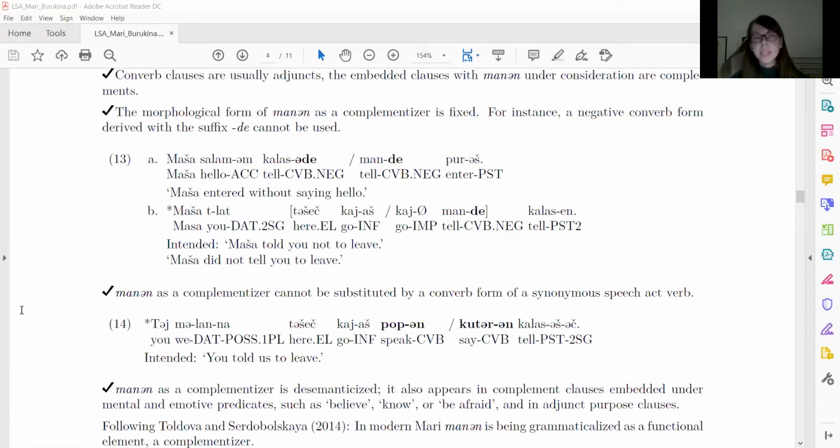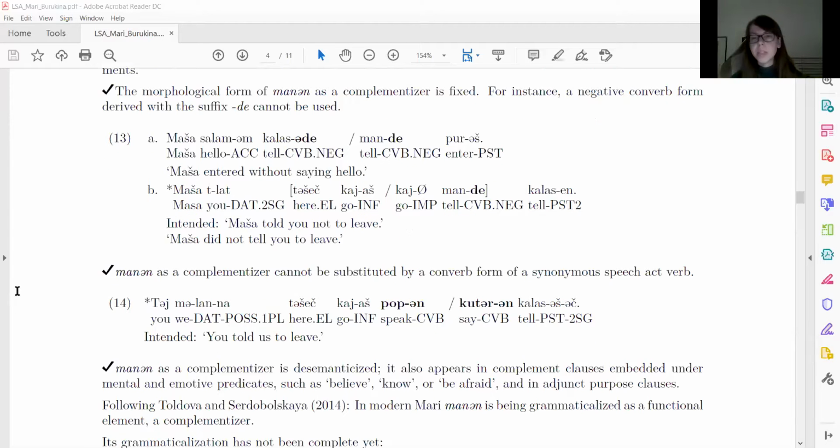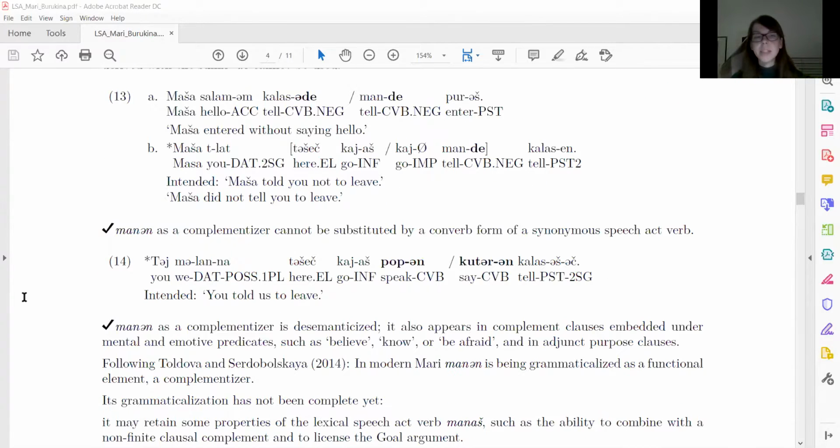And in addition to this, we can also show that mannen as a complementizer is desemanticized. So, okay, in our double dative constructions, we have the speech scenario, so to say, we have the speech flavor, right? But mannen can also be used in complement clauses that are embedded under mental and emotive predicates, such as believe or know or to be afraid, for instance. And it can also appear in adjunct purpose clauses where there is clearly no speech act semantics involved.